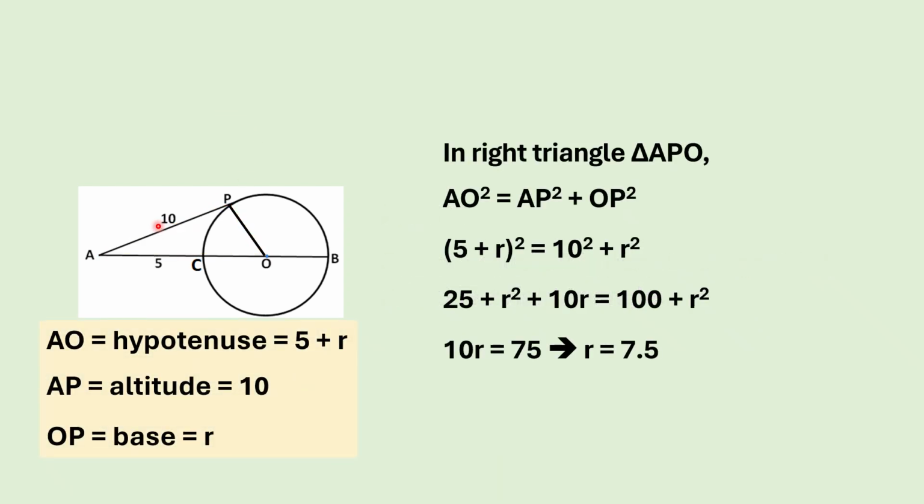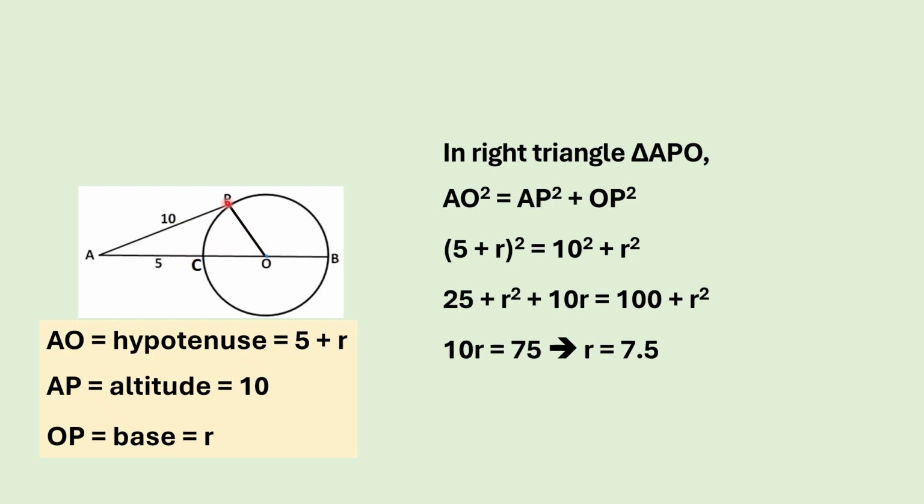So look at the blinking right angle triangle, triangle APO. AO is the hypotenuse, opposite to angle P, which is 90 degrees. This hypotenuse is equal to AC, which is 5 units, plus the radius R, from C to O. So AO, the hypotenuse, is 5 plus R.